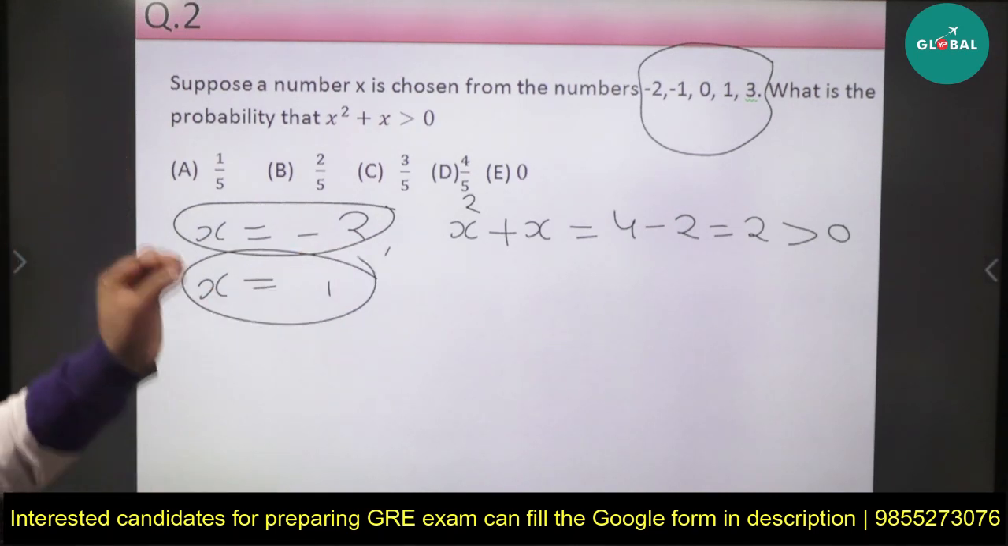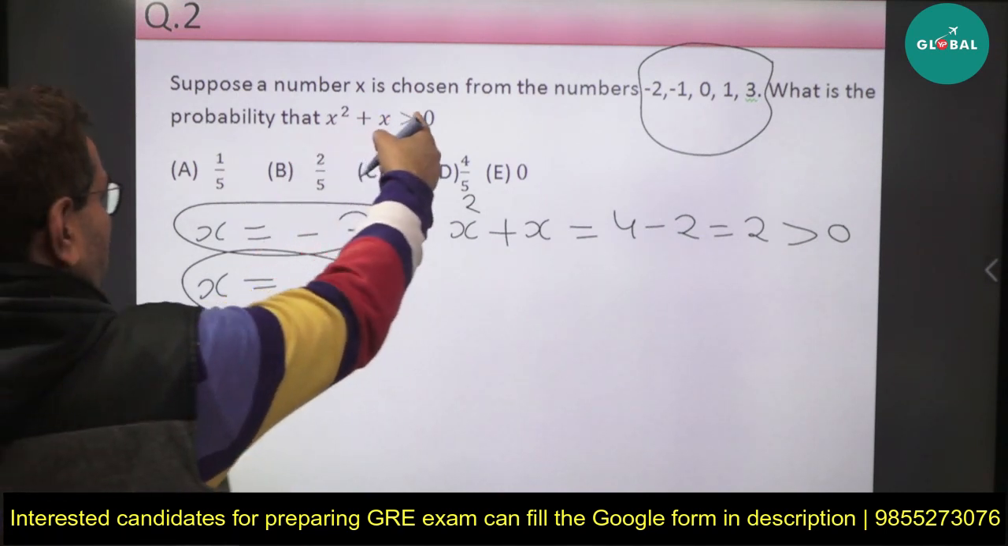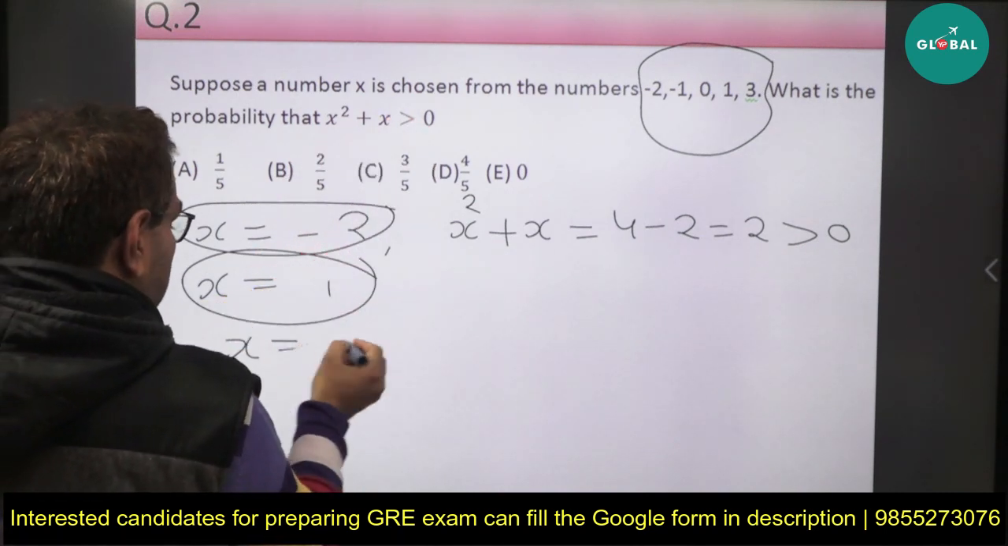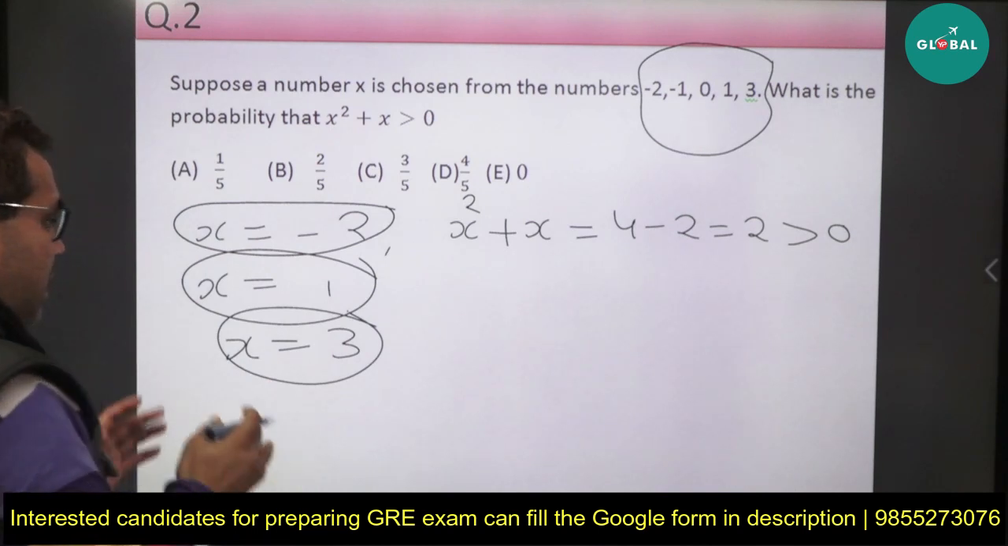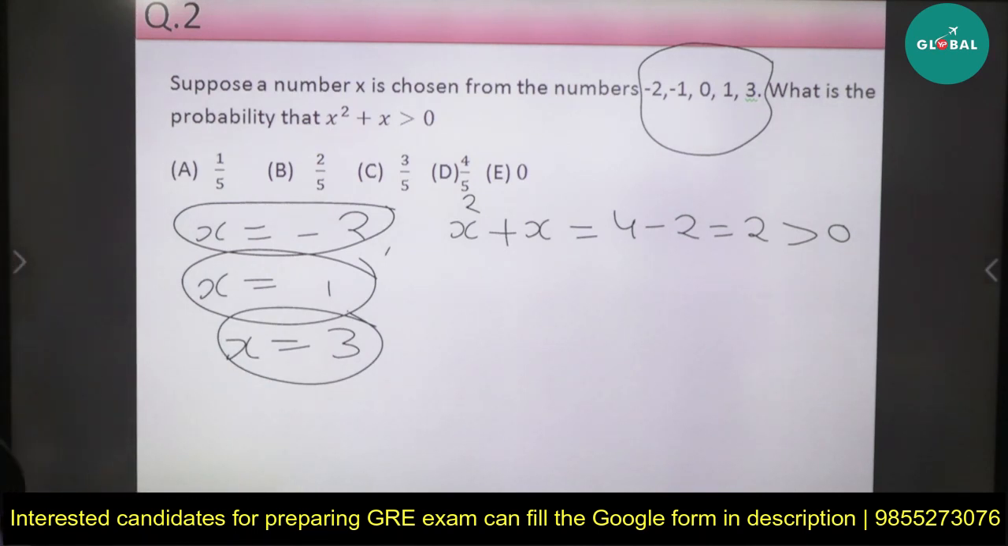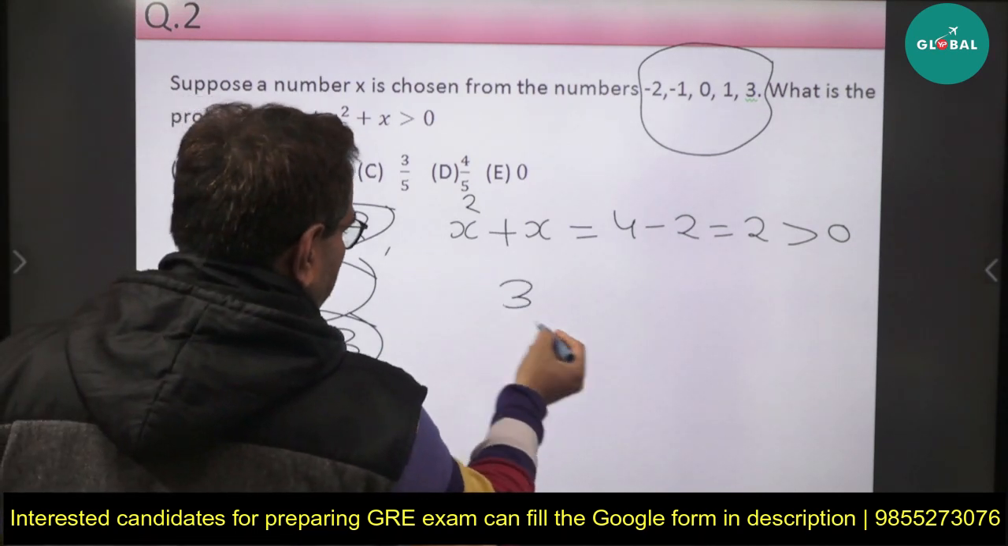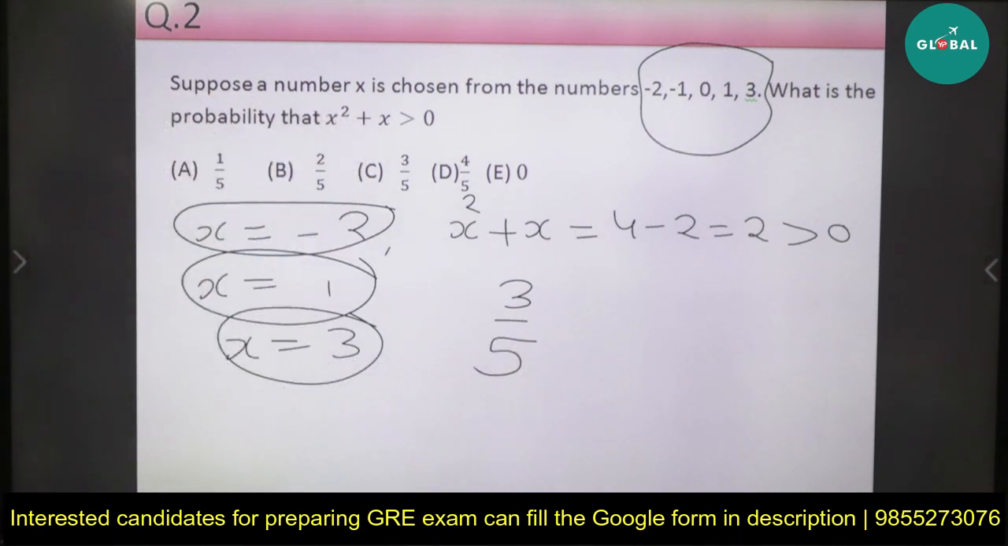Similarly, if we take 3, it is also greater than 0. So x equal to 3 is also a favorable outcome. So there are 3 favorable outcomes. So probability of the required event will be 3 upon 5. C will be the right answer.